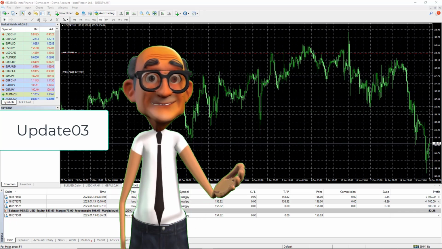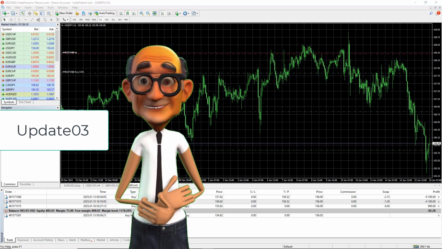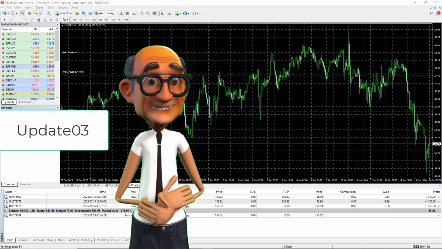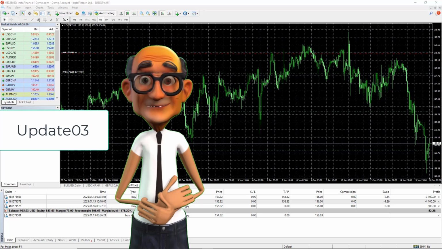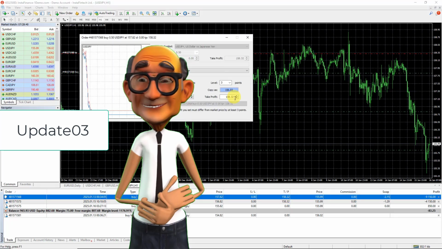470.46 divided by 3 this time, because we've got 3. That gives us an average of 156.82, plus 100 gives us 157.82. So that means all our take profits have to be changed now to 157.82.